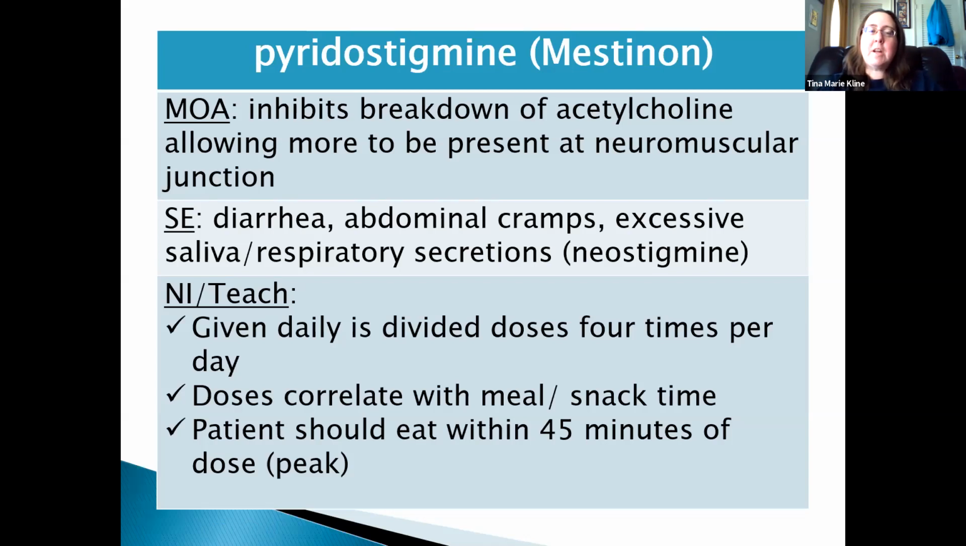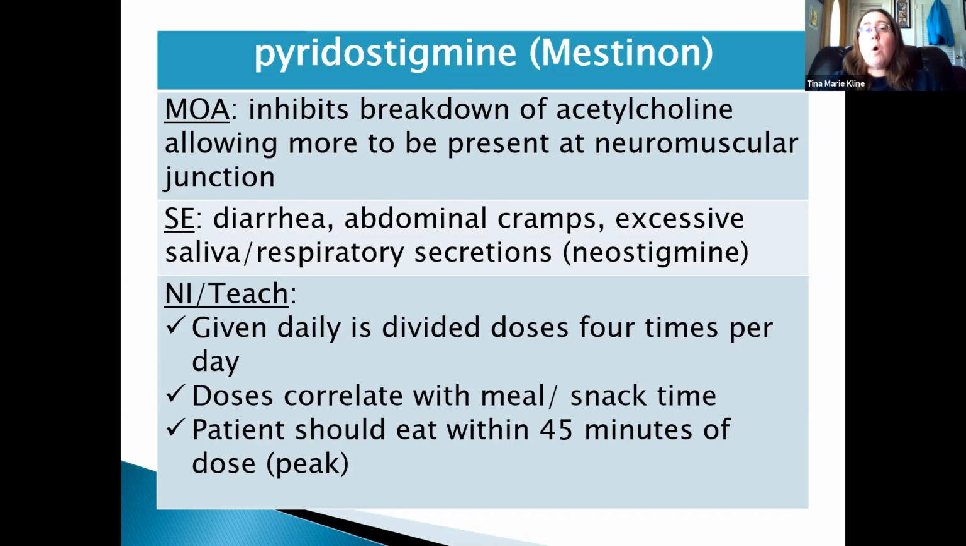So this medication is going to inhibit the breakdown of the acetylcholine. So basically there's more acetylcholine present at the neuromuscular junction, and I need the acetylcholine, the neurotransmitter, to cause muscles to contract. Okay, so I have the building blocks to make my muscles contract and perform my ADLs.